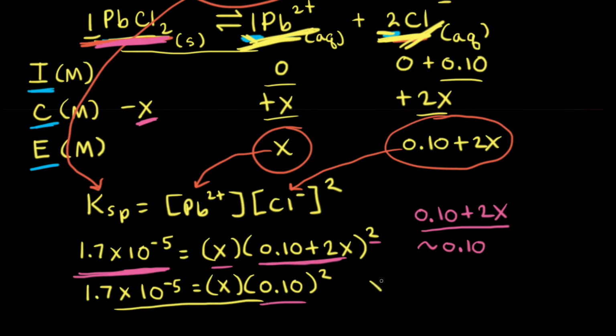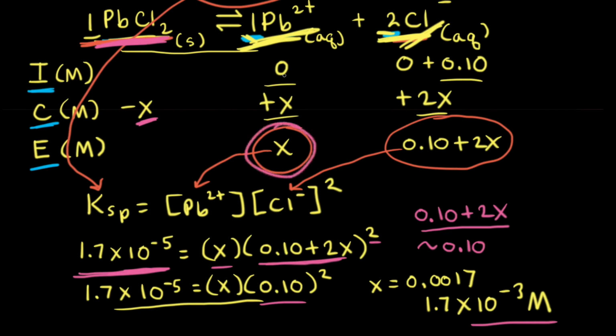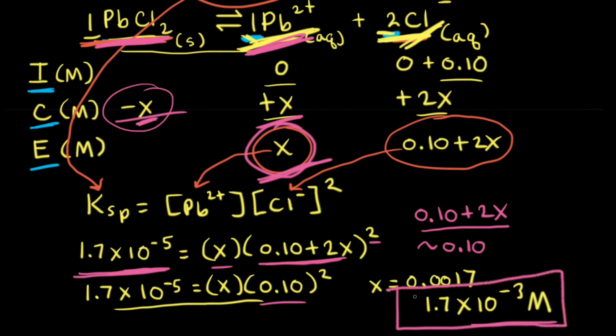Solving for X, we find that X is equal to 0.0017, which we could just write as 1.7 times 10 to the negative third molar. It's okay to write molar here because this X value represents the equilibrium concentration of Pb2+. And if that's the equilibrium concentration of Pb2+, that's also the concentration of lead 2 chloride that dissolved. So this number, this concentration, is the molar solubility of lead 2 chloride in a solution at 25 degrees where the solution is 0.10 molar in KCl.